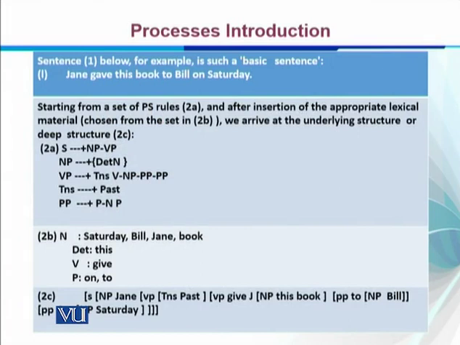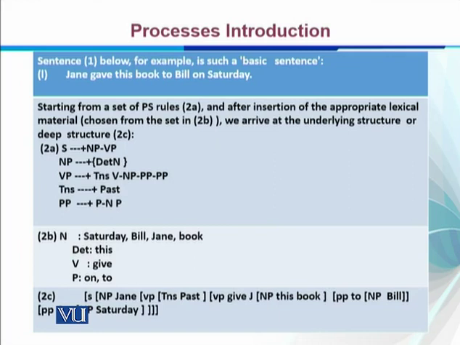So first we take the phrase structure rule on which this sentence was built. S consists of NP and VP. NP consists of determiner and noun, and VP consists of tense, V, NP, PP and PP, right? To Bill and on Saturday, they are both PPs. So tense means past tense and PP means preposition and noun phrase.